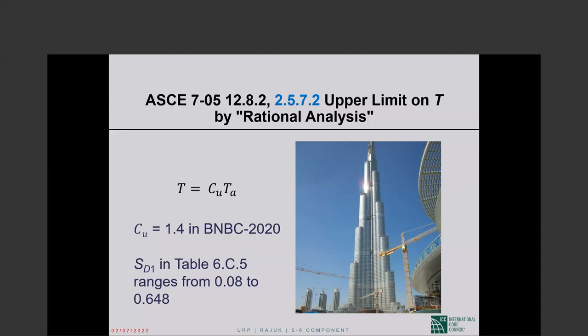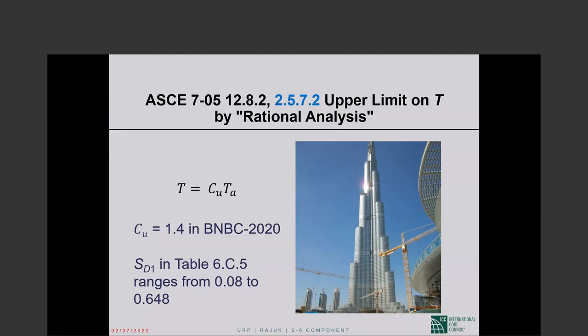The only time you are independent of this approximate period is when you are doing nonlinear time history analysis. Then you are not tied back, but that's the only case. Now the C sub U in BNBC 2020 is a fixed 1.4. So no matter how much you have calculated your period to be, you cannot take a period more than 140% of T sub A.